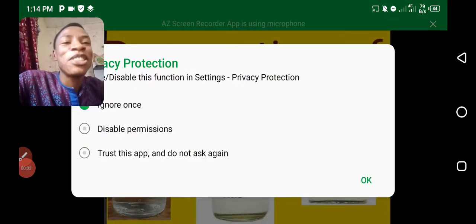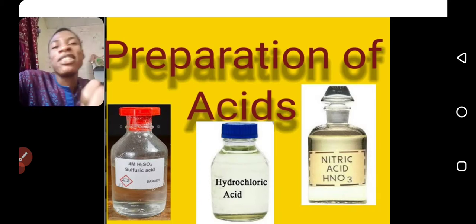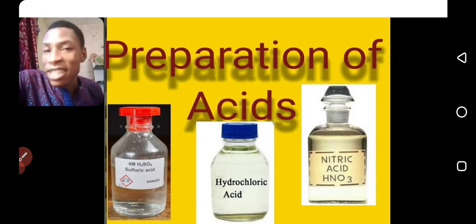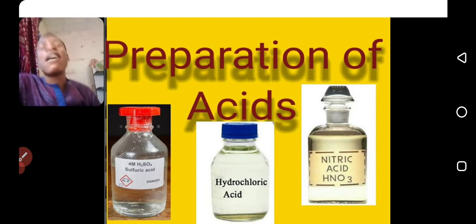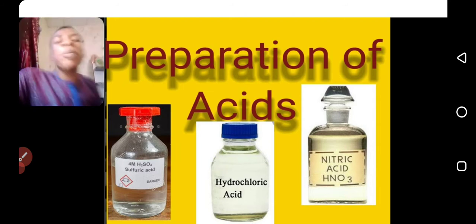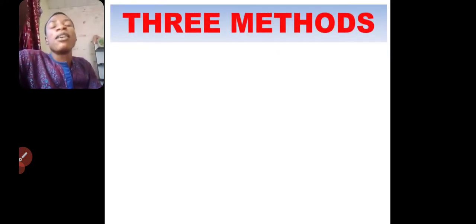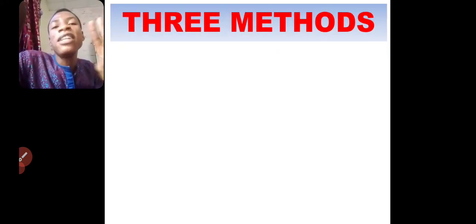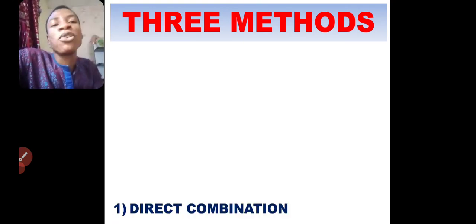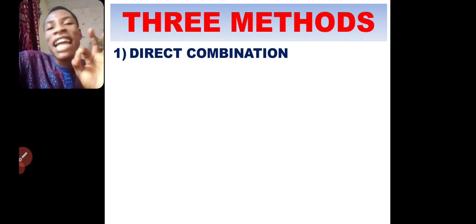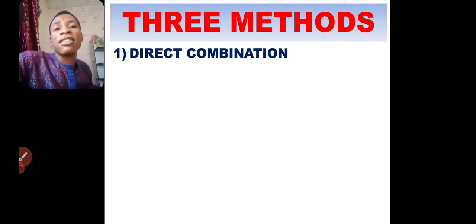And in this video, we'll be talking about preparation of acids. What are the methods available for us for preparing acids? For different acids, there are different methods of preparation. And we have three major methods employed in preparation of acids. Three methods. Number one is by direct combination.